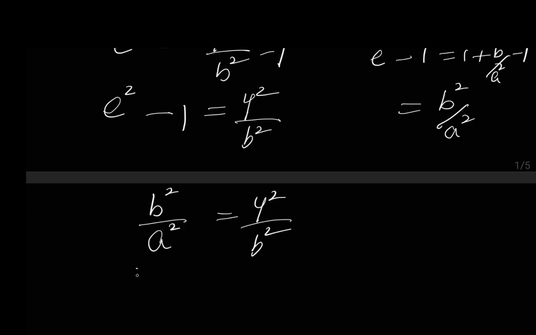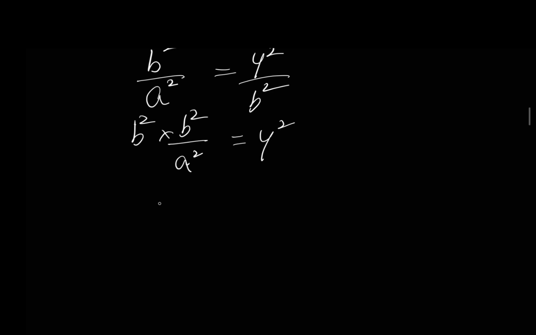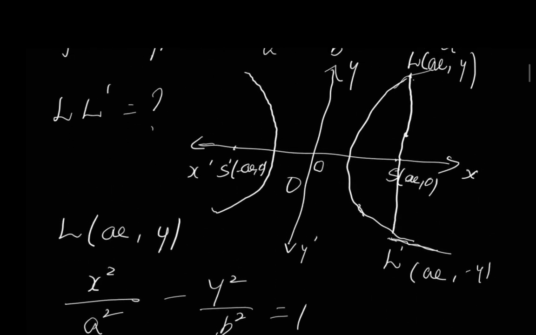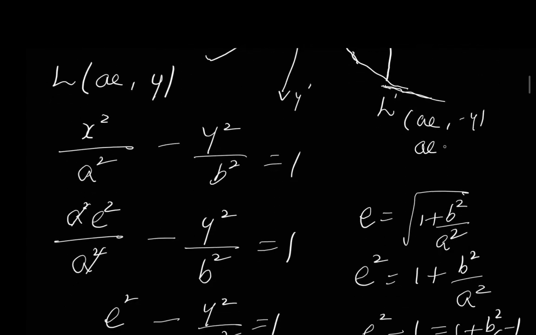Bring this b squared to this side. So b squared into b squared by a square is equal to y square. What is the value of y here? Square root of b squared into b square, b power 4 by a square. So square root gives plus or minus b squared, and a squared gives a, plus or minus b square by a. So the y coordinate of the latus rectum here is ae, plus b square by a, and here on the negative side ae, minus b square by a.